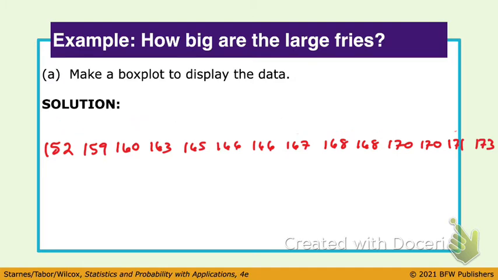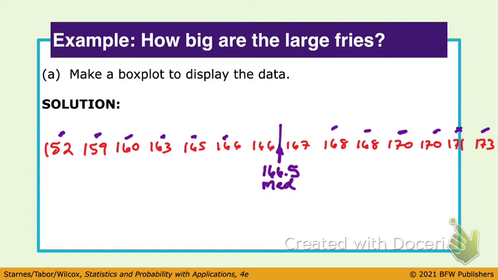All right, next thing. Let's find the median. So we're going to find our 5-number summary, but our first step there is to find the median. So let's find this middle value. Okay, so we've got two numbers in the middle. So the average of these two numbers is going to be our median. So what's our median? 166.5. So that's our median.